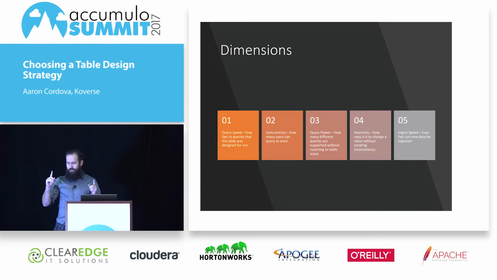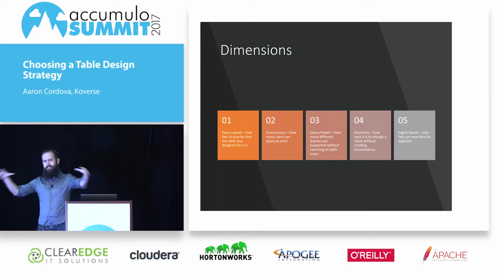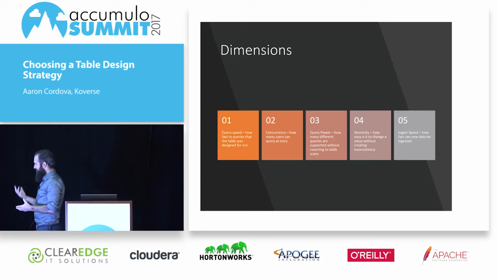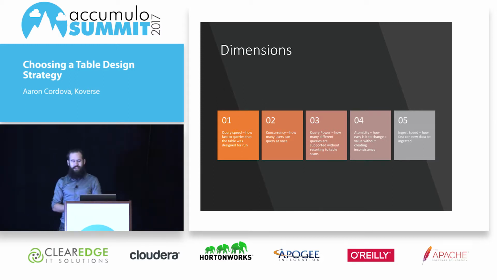Or, worse, sometimes you can do a read and get two different values for things you think should be the same. So there's lots of ways this can happen. Anyway, atomicity is the property that everything you want to change changes all at once. So how you design your table is going to affect that. Finally, ingest speed. Atomicity is a complicated one. Ingest speed is just how your table design impacts how fast you can ingest your data.